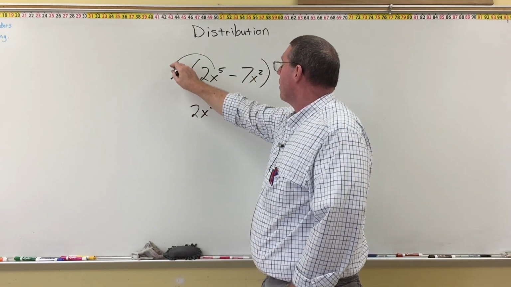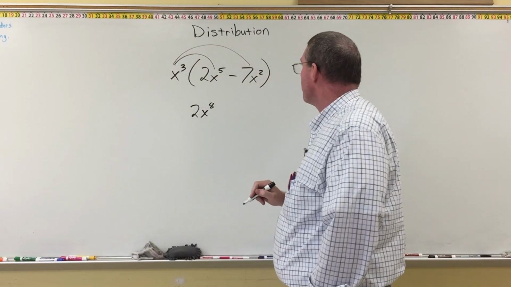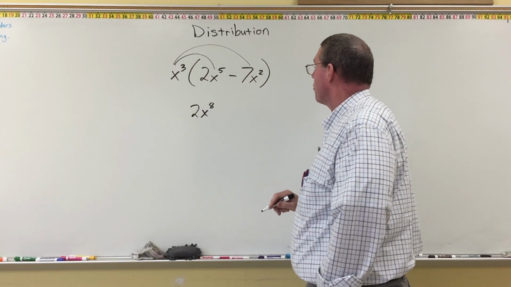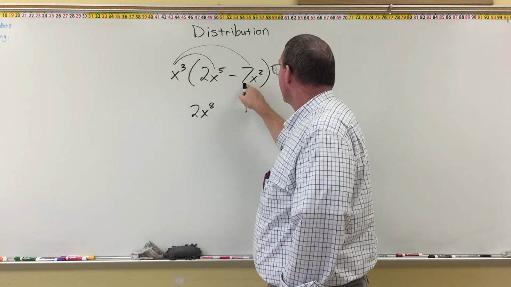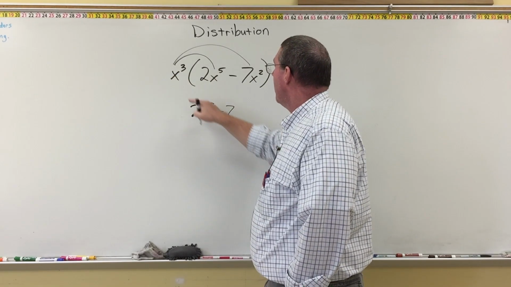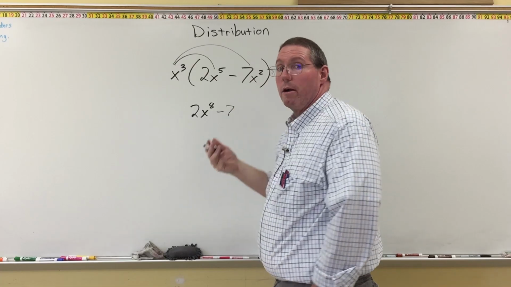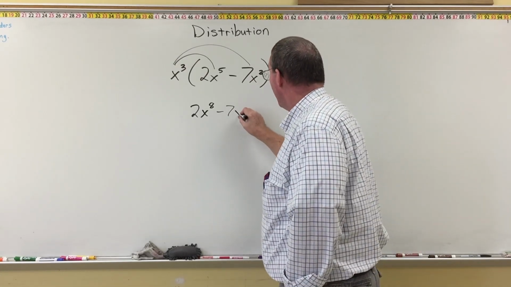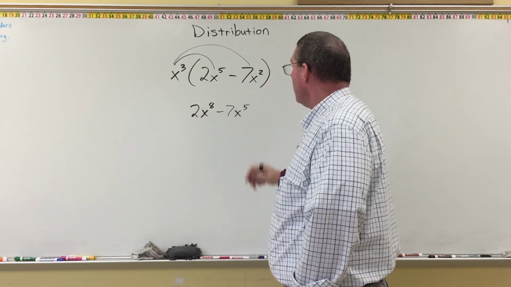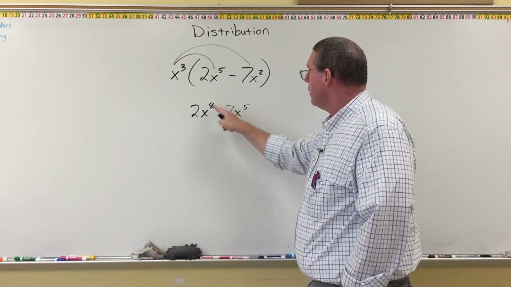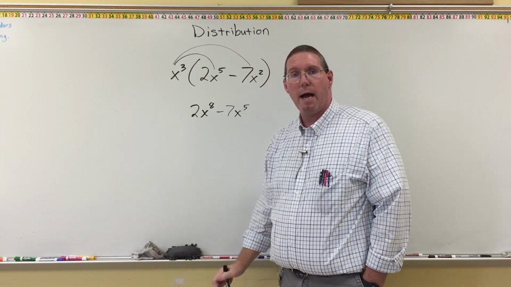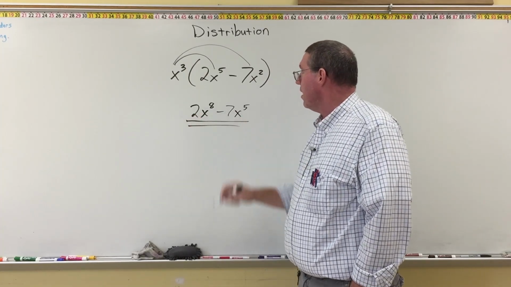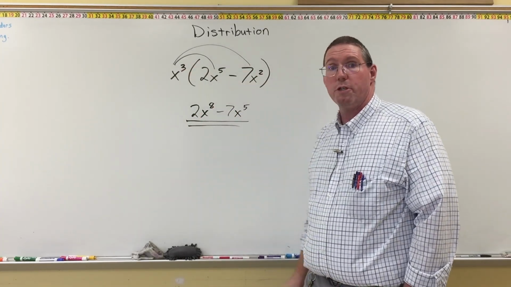Then we're going to multiply the x to the third times this other term, negative 7x squared. 1 times negative 7, that's negative 7, and then x to the third times x squared. Well, we're going to add the 3 and the 2. That's going to give us x to the 5th power. Here are our two products. As you can see, they are not like terms, therefore we cannot combine them, and therefore this is the answer to this distribution problem.